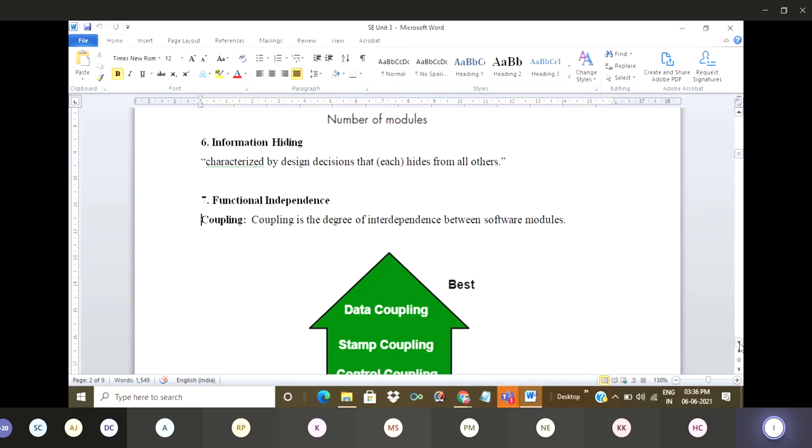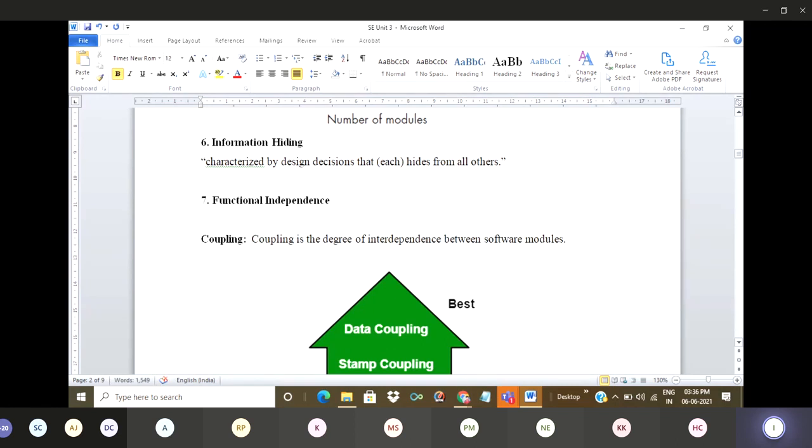So the title is functional independency. Under functional independency, we have coupling and cohesion, which is an important question. Listen carefully.